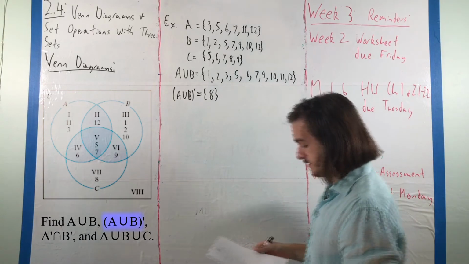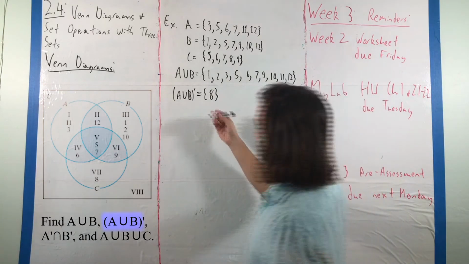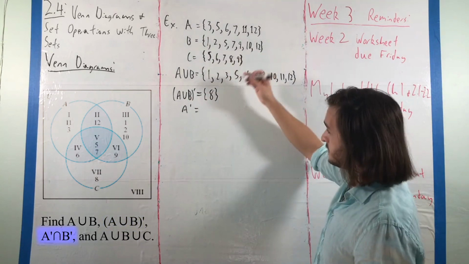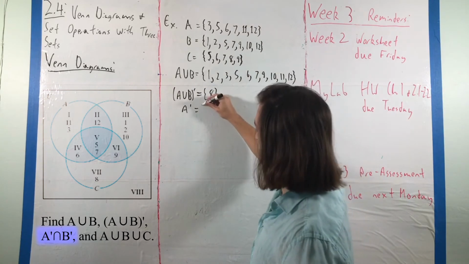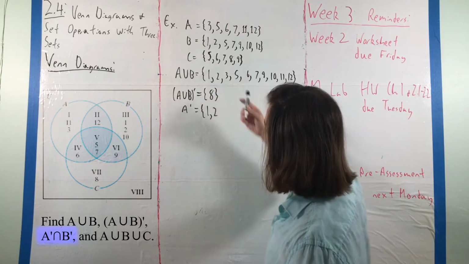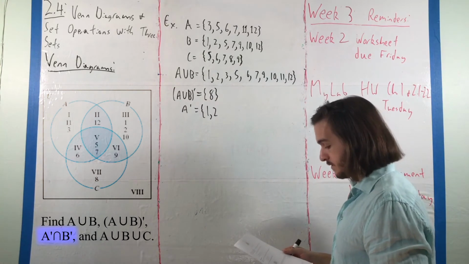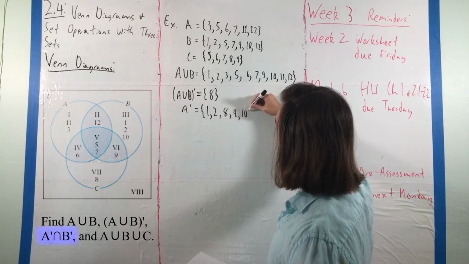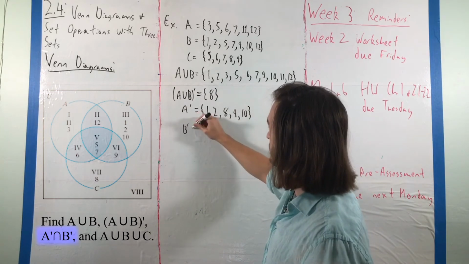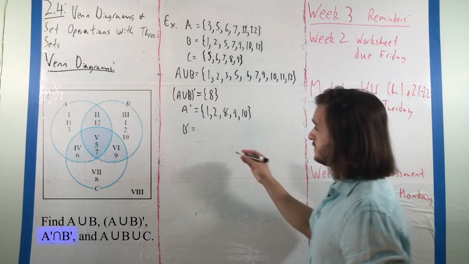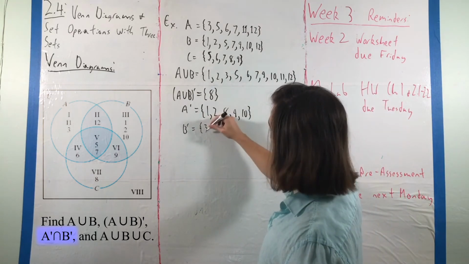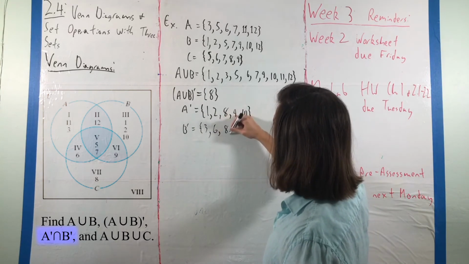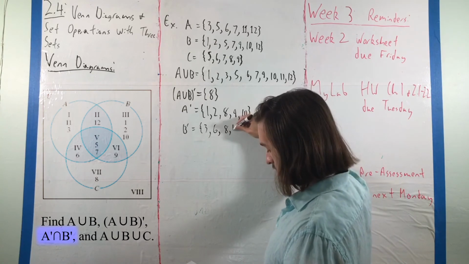Meanwhile, if we take their complements separately, we would get A complement equal to what we've got in there other than up there. So we get 1, 2. Surprisingly, we will skip 4. And then get 8, 9, 10. Now for B complement, again, look up here. So we get 3, 4, 6, 8, and 11.